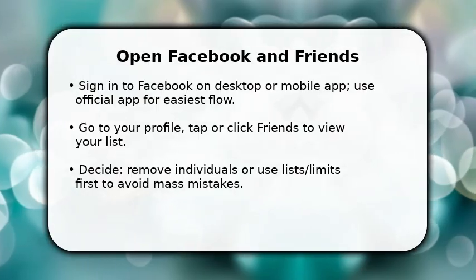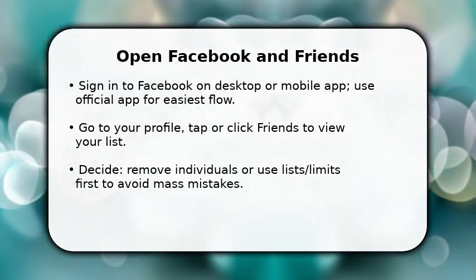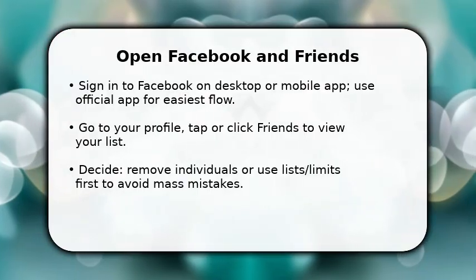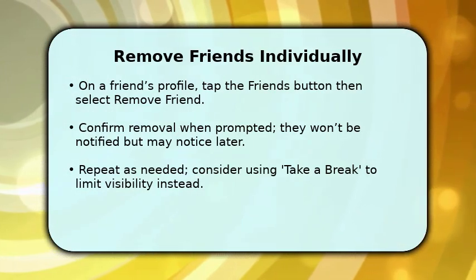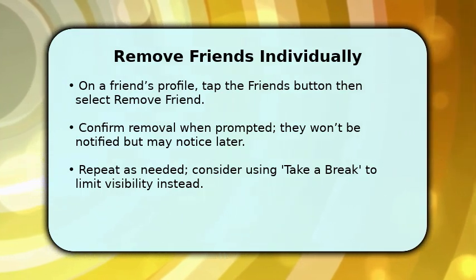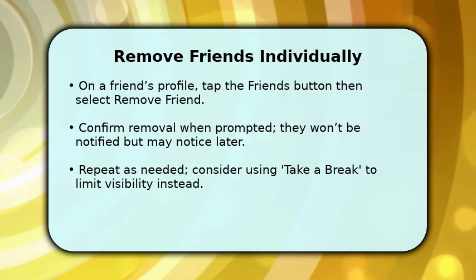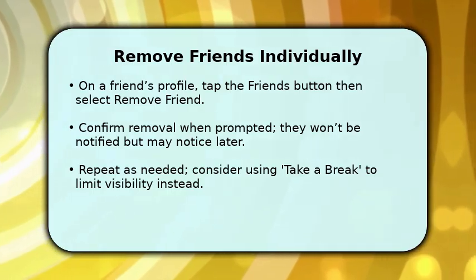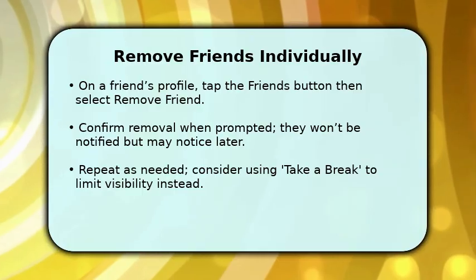From here, find the first friend you want to remove and open their profile to access the friend options. You now remove friends one by one. On each person's profile, click or tap the Friends button and choose Remove Friend, then confirm the action. That severs the friend link immediately.